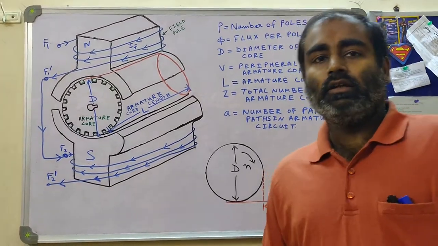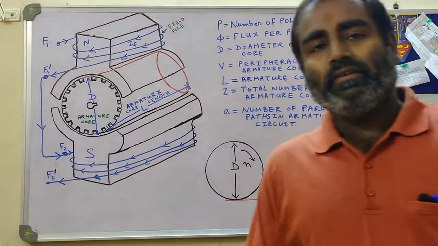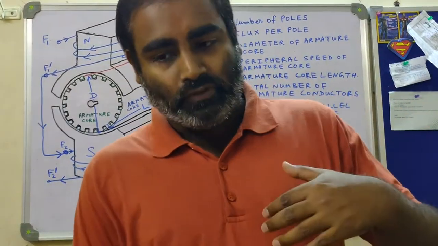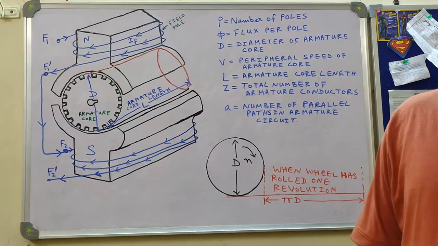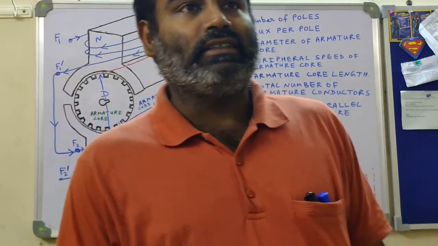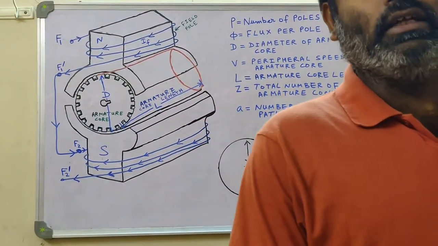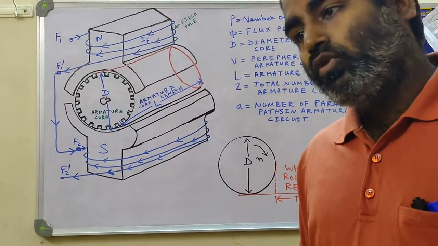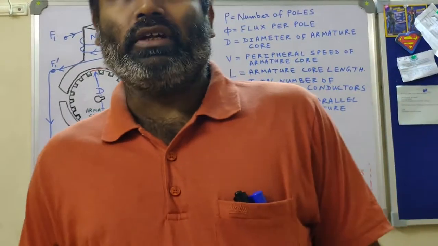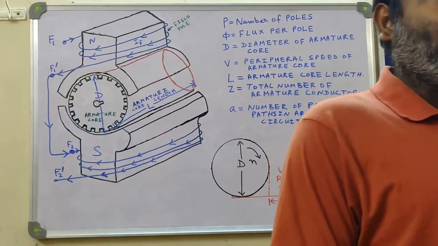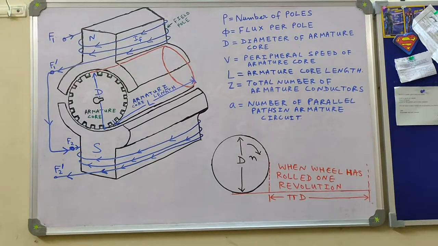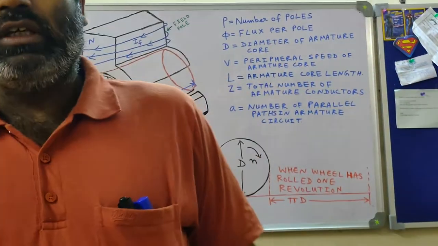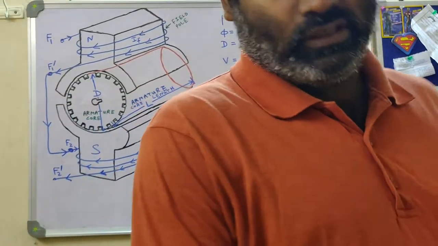Hello everyone, in today's class we will derive an expression of emf induced in the armature of a dc machine. Now we all know that a dc machine can operate either as a generator or as a motor. In both cases you will find that an emf is being induced in the armature conductors of the DC machine.